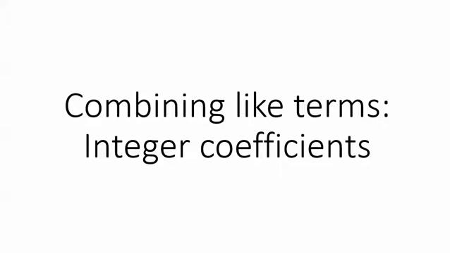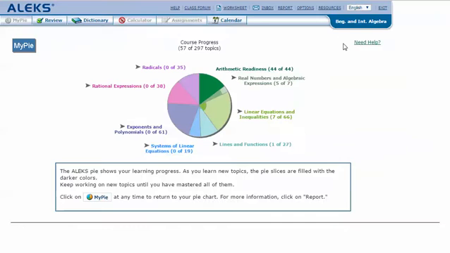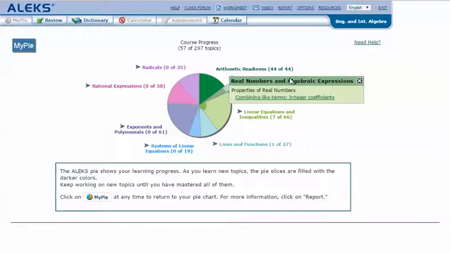Combining like terms, integer coefficients. In your ALEKS Pie, mouse over the light green slice, Real Numbers and Algebraic Expressions, to reveal the drop-down list of topics you need to cover. Click on Combining like terms, integer coefficients.